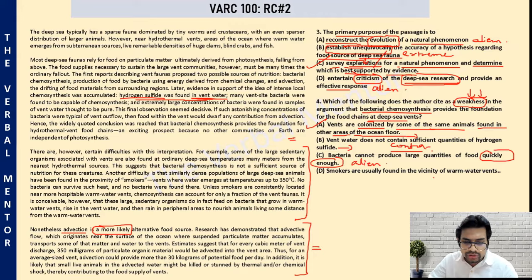Option D: Smokers are usually found in the vicinity of the warm water vents. Well, this is not cited as a weakness of the bacterial chemosynthesis theory. In fact, the author says if smokers are found in the vicinity. This was a conditional statement made in the passage. Another difficulty is that similarly dense populations of large deep sea animals have been found in the proximity of smokers, unless smokers are consistently located. So it's a conditional statement. He's not making a fact statement. Therefore, D is factually incorrect.